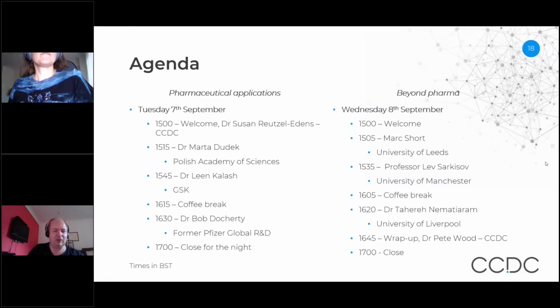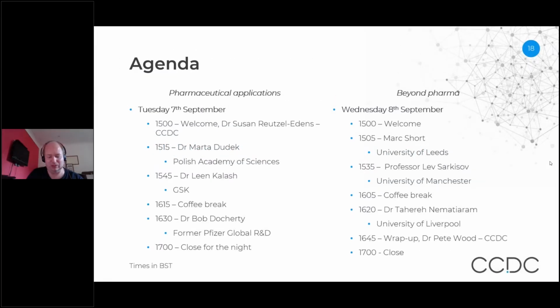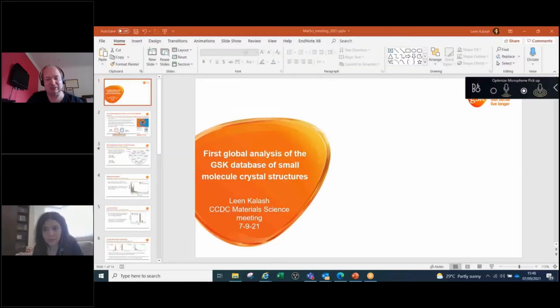Next on the agenda, we've got Leen Kalash from GSK. Leen obtained her PhD in computational chemistry and computer-aided drug design from the University of Cambridge in 2019. She then joined GSK as a postdoctoral research associate in data analytics and solid form informatics, which I'm pleased to say was a joint position with the CCDC.